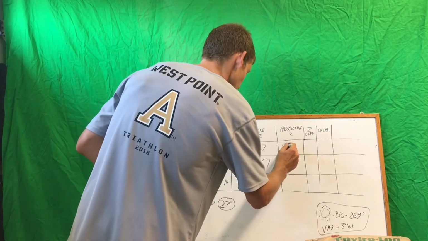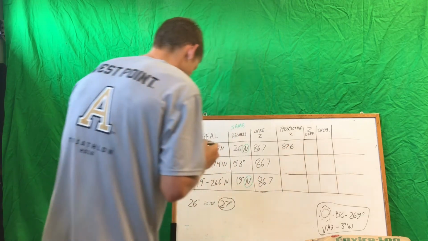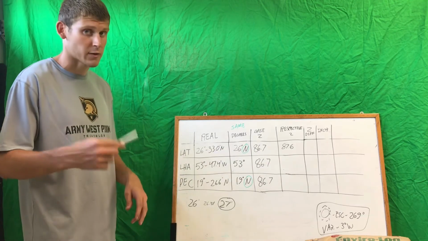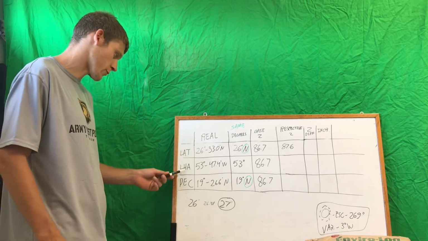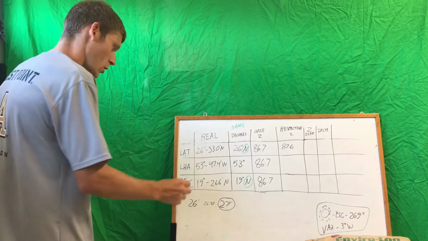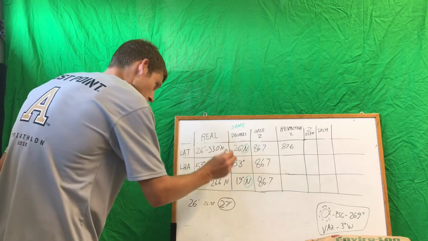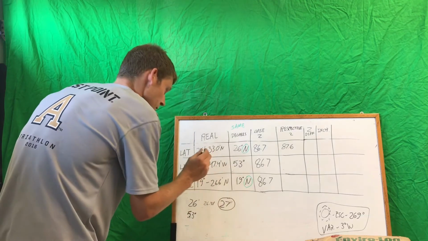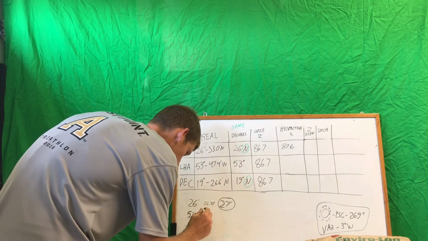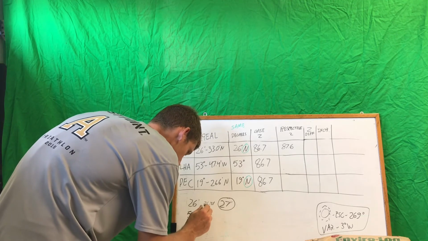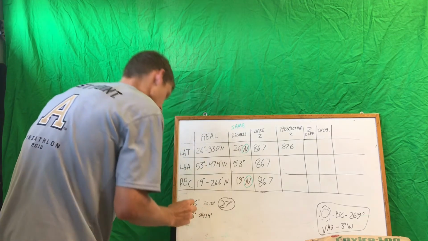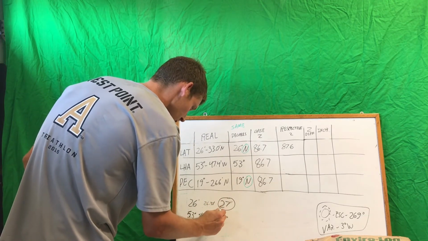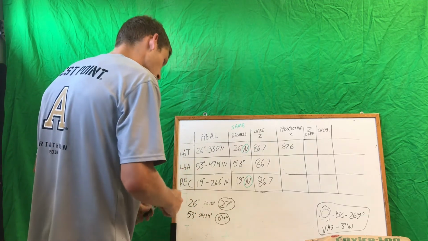So back to the board, 87.6 is our respective Z for latitude. Now we continue on, and now we got to find the respective Z for LHA. Well, LHA, we had our base at 53 degrees, 47 minutes, which is between 53 degrees and 54 degrees. So this time, we're just solving for LHA.